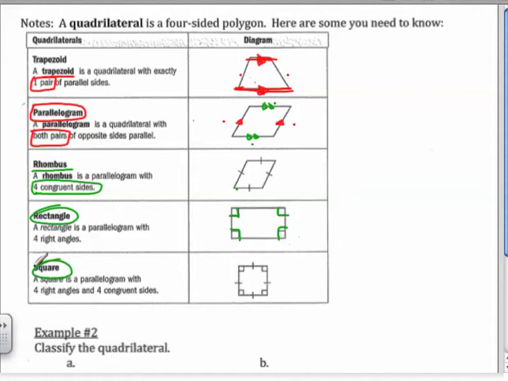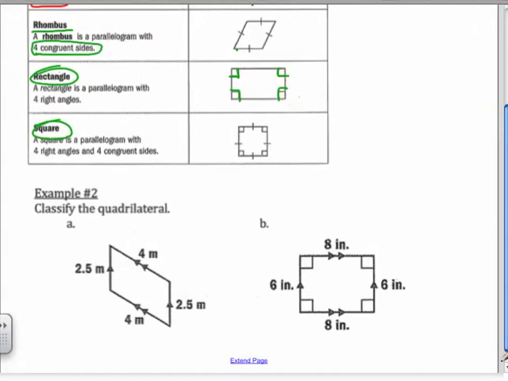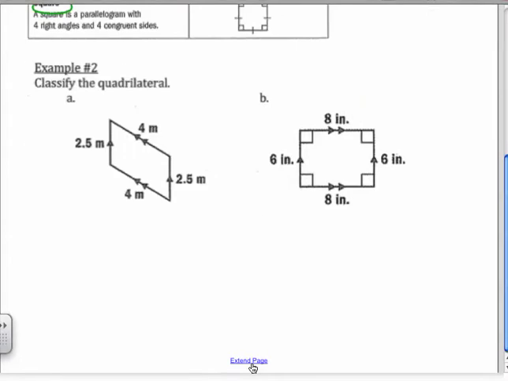All right? Excellent. Now let's go down to example number 2. Okay? Example number 2, and I'll extend this page so we can see it a little bit. It says, classify the quadrilateral. Okay. Well, let's see. What would you say about this quadrilateral? We know it's a four-sided figure, right? So the first thing I'm going to ask is, does it have any parallel sides? Does it have any parallel sides, Albert? Yes, sir. How many pairs of parallel sides does it have, Teddy? 2. It has 2 pairs. So we would say that it is a what, Alex? It's a parallelogram.